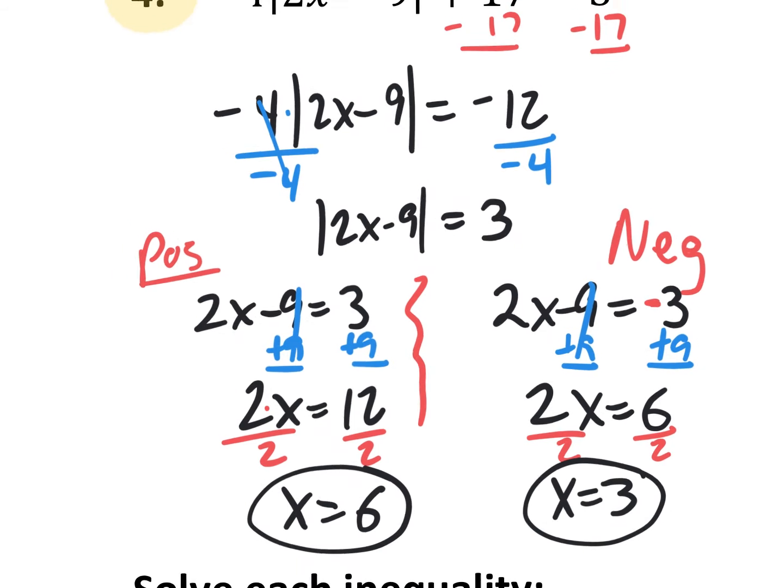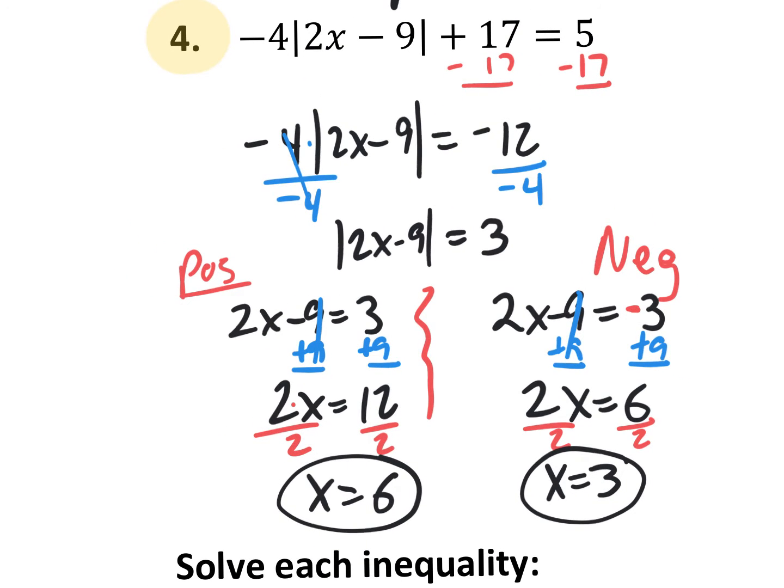Now, technically, it would be a good idea to plug in your 6 right there. 2 times 6 is 12. 12 take away 9 is 3. -4 times the absolute value of 3, that's -4 times 3, that's -12. -12 plus 17 really is 5. You double checked it. You know for sure that this is a correct answer.